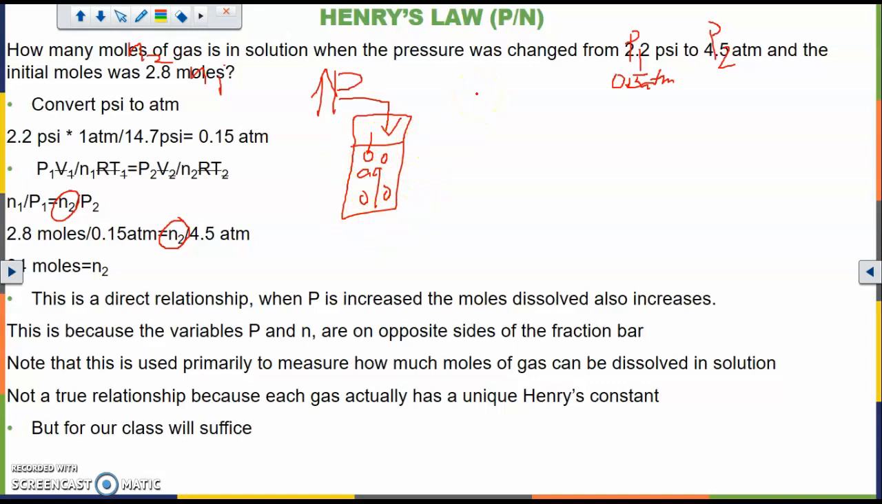This is actually the basis for what are called the bends, or nitrogen problems, when you're diving, especially. But that is not a purpose for this class. You can learn about that when you actually encounter that problem in anatomy and physiology. All right. So very important.